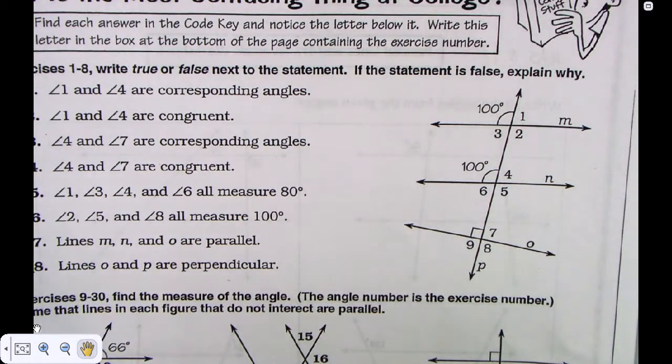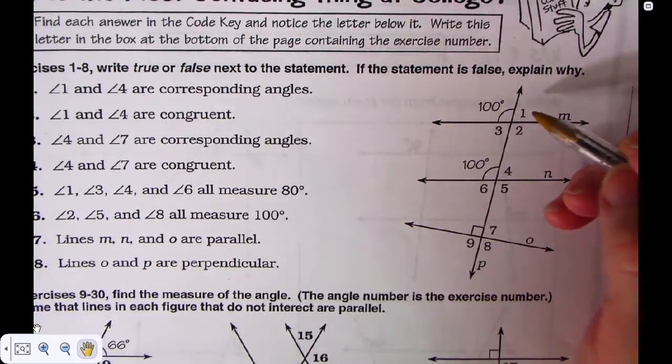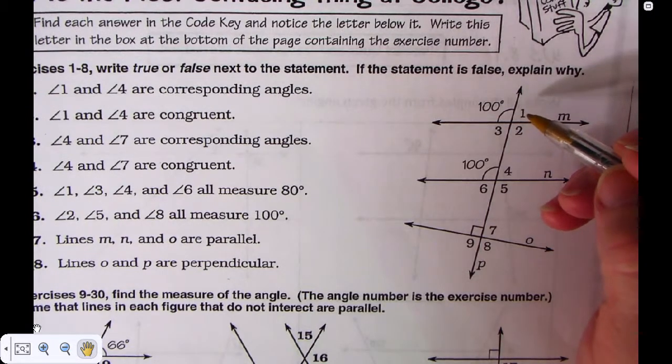Isaac, what do you think? The angle measure. Which one? You're right. Which one are you looking at? What angle?